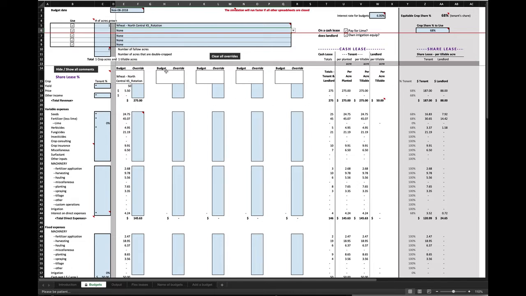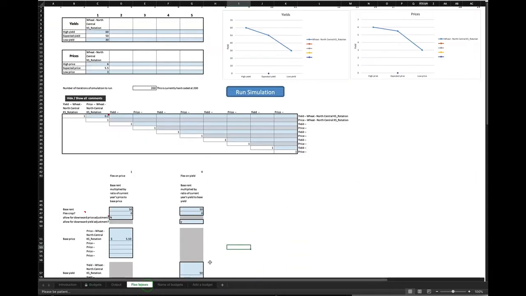And again, I'm going to use the default value the program told me for an equitable share range, which was 68%. So that'll be the percent I'm using when I run my simulations. The way you do that is we need to go to our Flex Lease page. And this does several things.